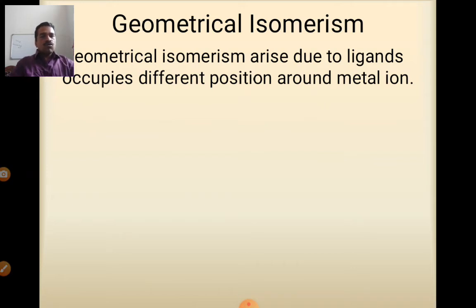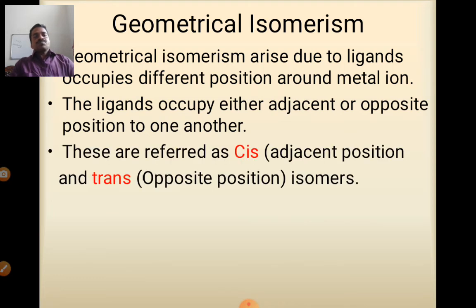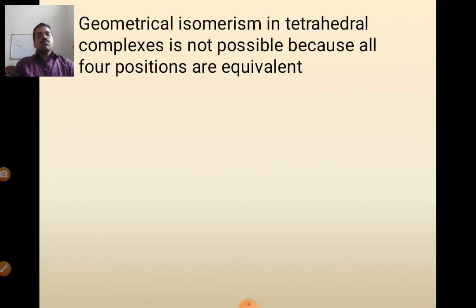Now in the case of four coordinated complexes, when the ligands are on the same side, that is, on adjacent positions, it is called the cis isomer, and the isomer in which the ligands are on opposite sides is called the trans isomer. This type of isomerism is mainly found in 4 and 6 coordinated complexes. In 4 coordinated complexes, the geometry may be tetrahedral or square planar.